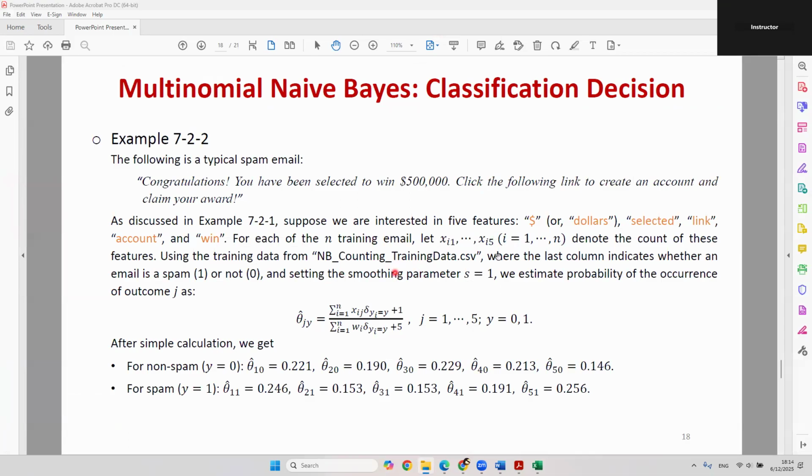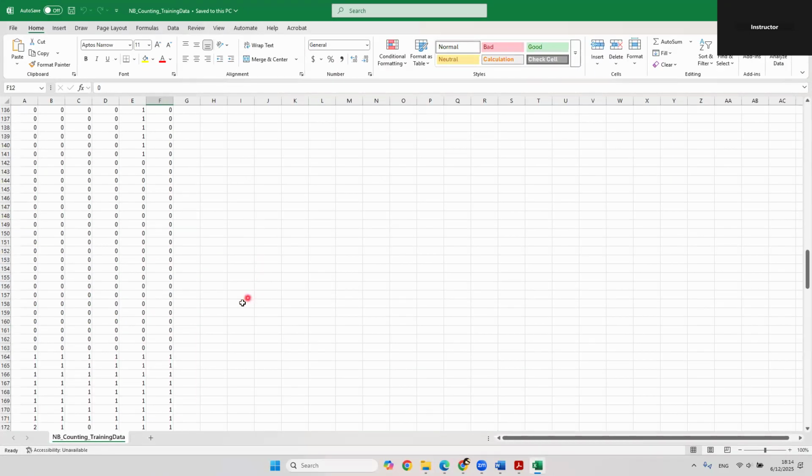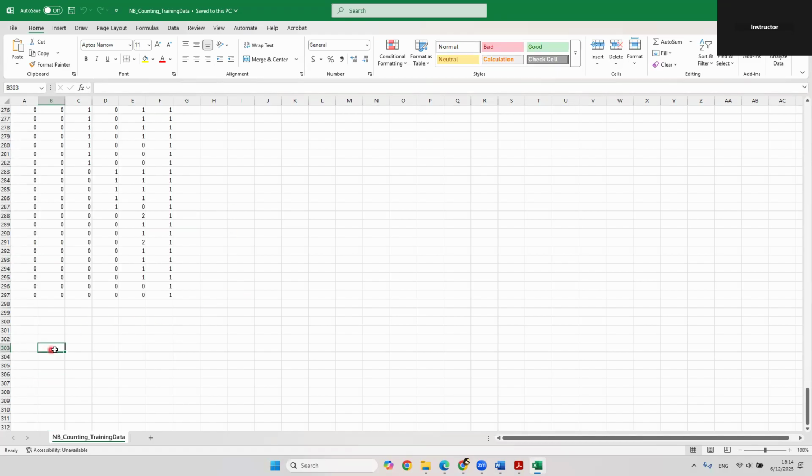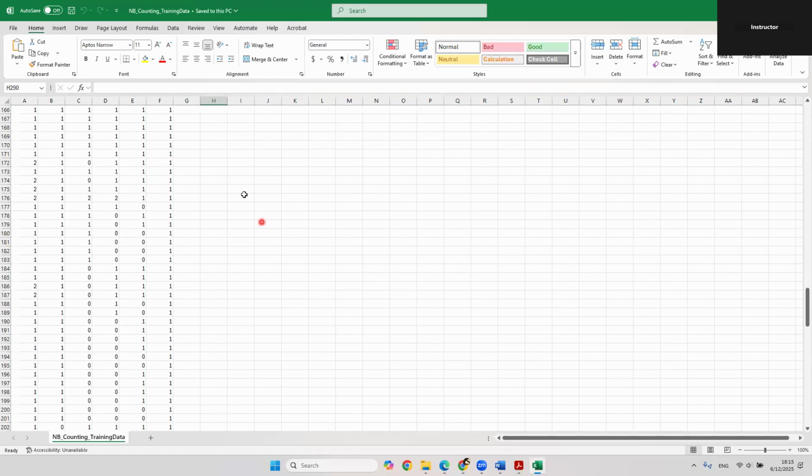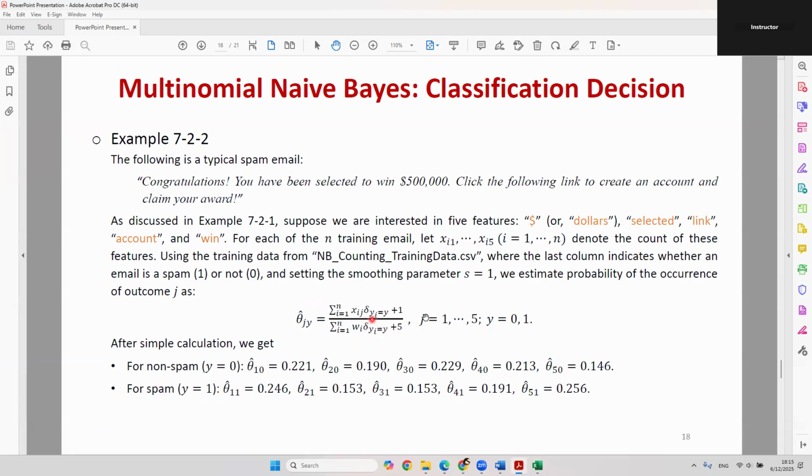Here I set the smooth parameter to be s equal to 1. Again, we can estimate the probability of the occurrence J by this formula. The details I'm not going to compute; you can compute directly by yourself if you're interested. It's better for us to skip the detailed calculations. I could write code to compute it, or just use Excel. It's actually super simple.